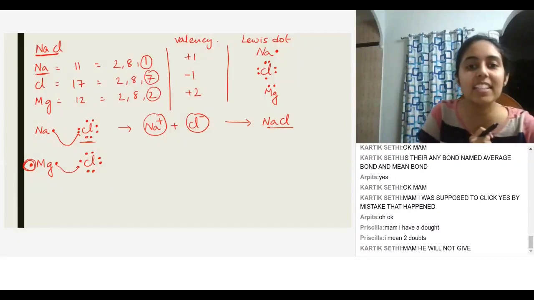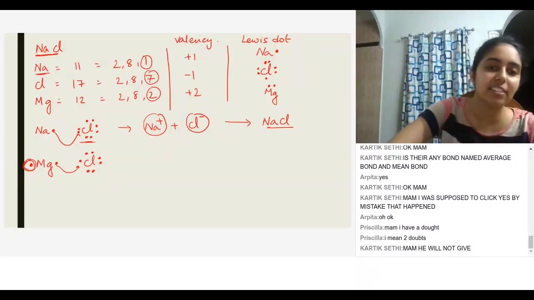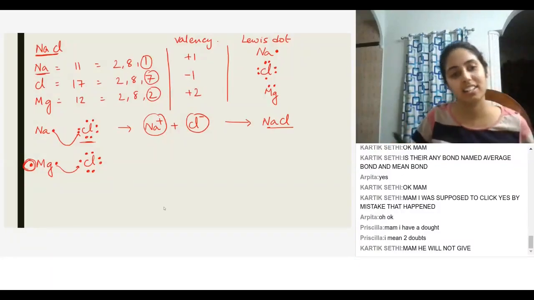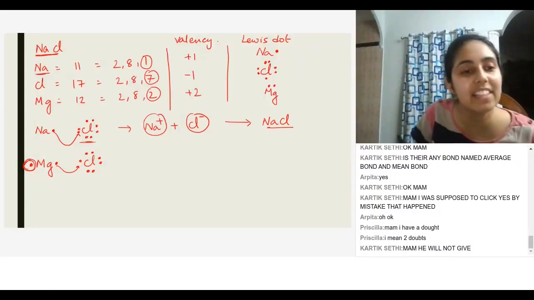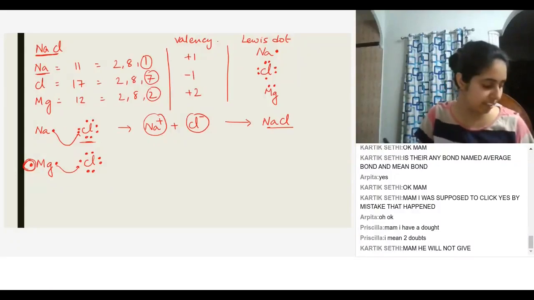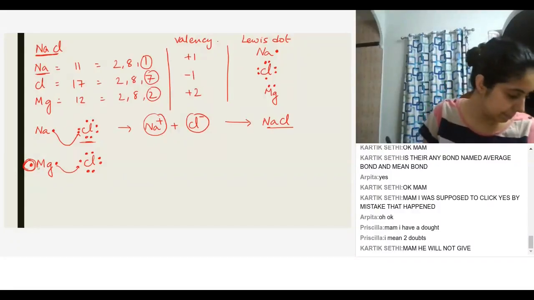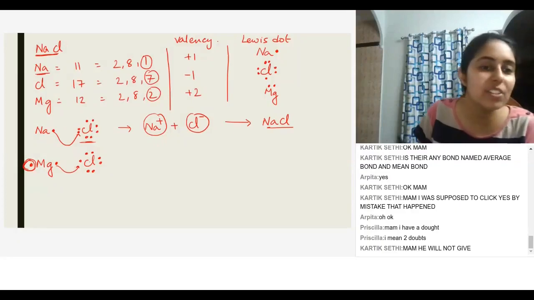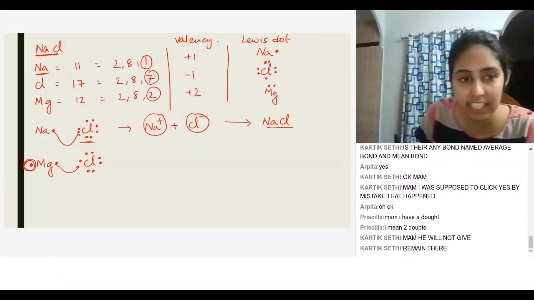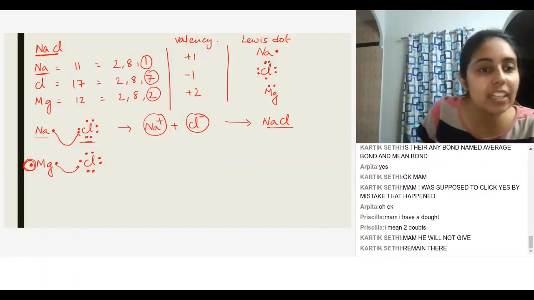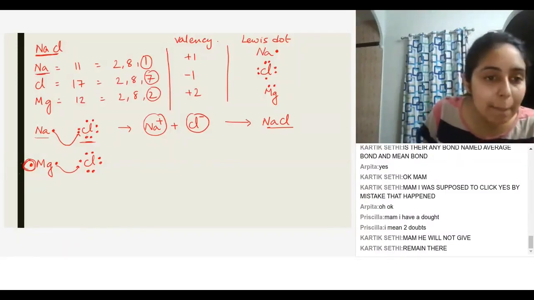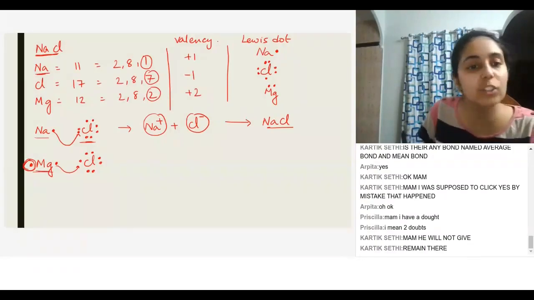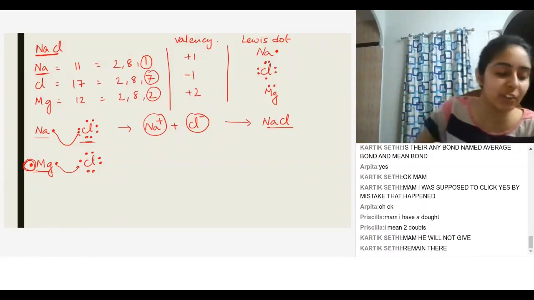So where will that second electron go? Oh, magnesium. For magnesium, one of the electrons will go to chlorine. Where will the other electron go? No, it has to go somewhere else, right? See, in sodium and chlorine, sodium gives its one electron to chlorine. What is happening in magnesium? One of its electrons is going to chlorine. What about the other electron?